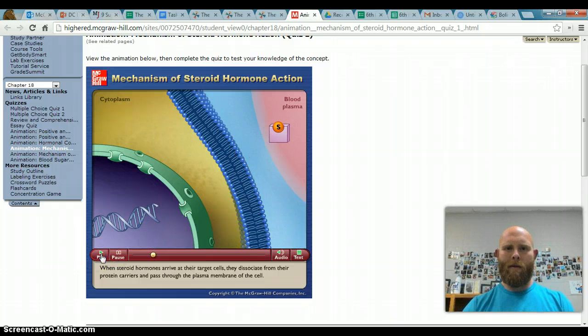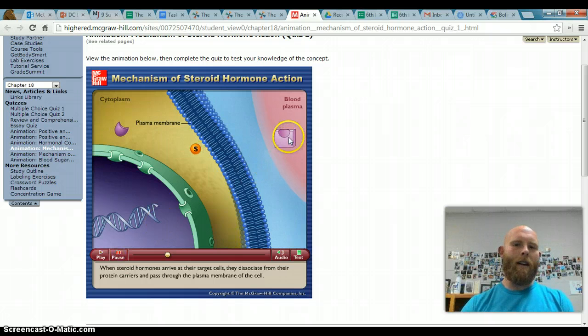When steroid hormones arrive at their target cells, they dissociate from their protein carriers and pass through the plasma membrane of the cell. So again, dissociate, I'm hoping you can make an inference there. That just means breaks apart, comes away from, releases from.